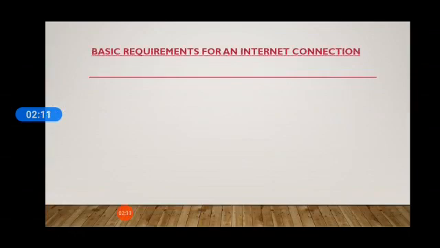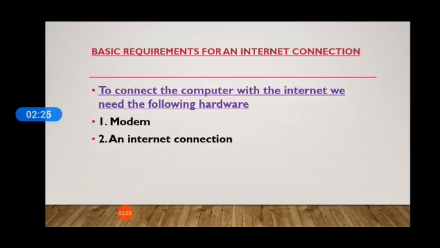Now we will see the next topic, that is basic requirements for an internet connection. To connect the computer with the internet, we need different hardware and software that we can see here. A modem is the basic requirement for the internet connection. Other than a modem, we can see here an internet connection, telephone lines, and then a web browser is also needed for the basic requirements for the internet.